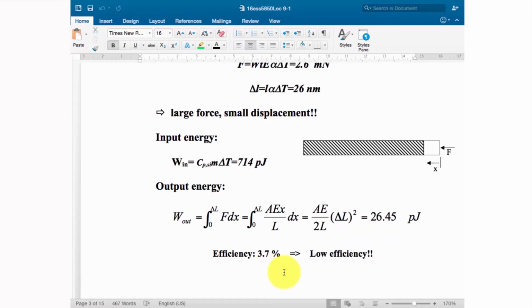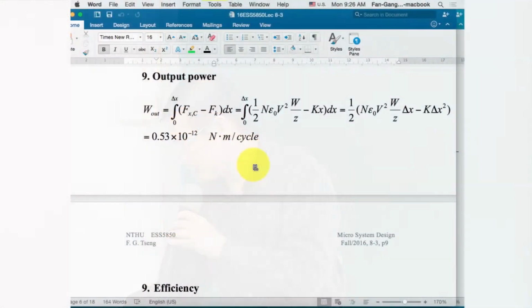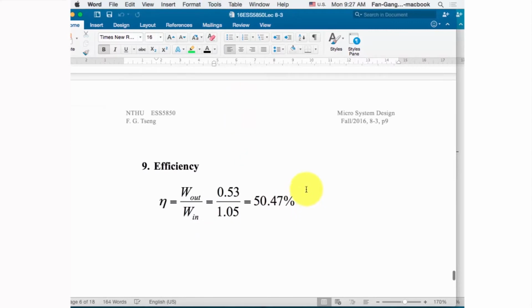3.7%. Remember, last week we talked about the electrostatic actuator. What kind of efficiency did we get? Can you remember? I think it's better to come back and take a look. Yes, this is the electrostatic actuator we talked about last week. The efficiency is easily 50%.